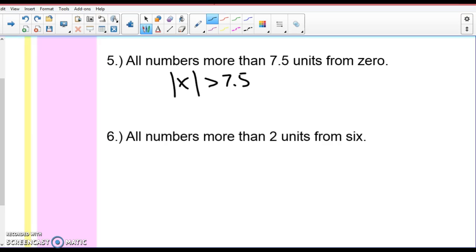Now, this one is a little trickier. All numbers more than 2 units from 6? More than 2. Wouldn't that be greater than 2? Units from 6. What do I have to do there? It would be x plus 6. X minus 6. We want to know how far a number is from 6. Isn't that the difference between that number and 6? So x minus 6 tells you how far it is from 6.